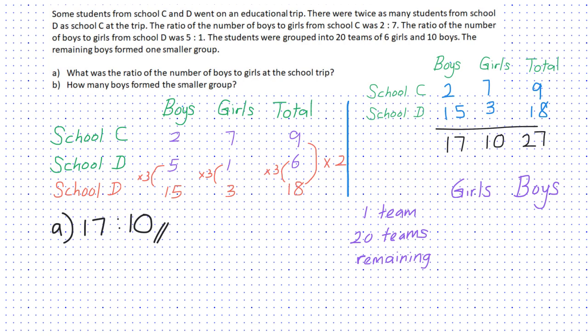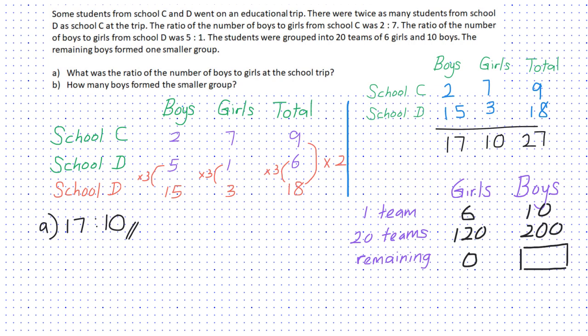So one team had 6 girls and 10 boys. So 20 teams had 120 girls and 200 boys. So we understand that there are no remaining girls. However, there are a few boys remaining, and this is what we need to find.